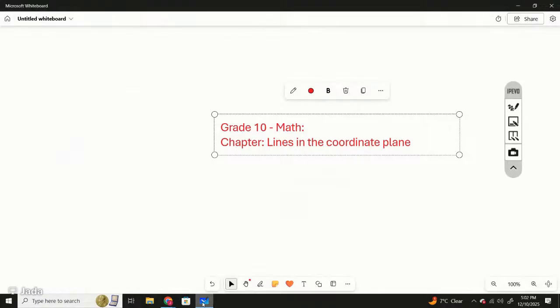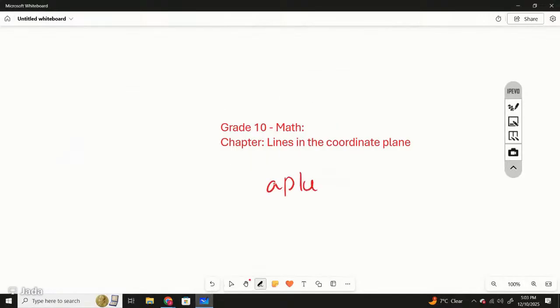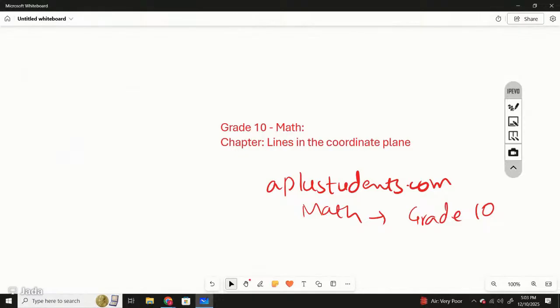You can find all the lessons on aplusstudents.com. You log in there using your email address and password as provided by the administrator. Then you have to select math from the subject tab, scroll down to grade 10 math, and then click on view all lessons. There you can find a list of the chapters.